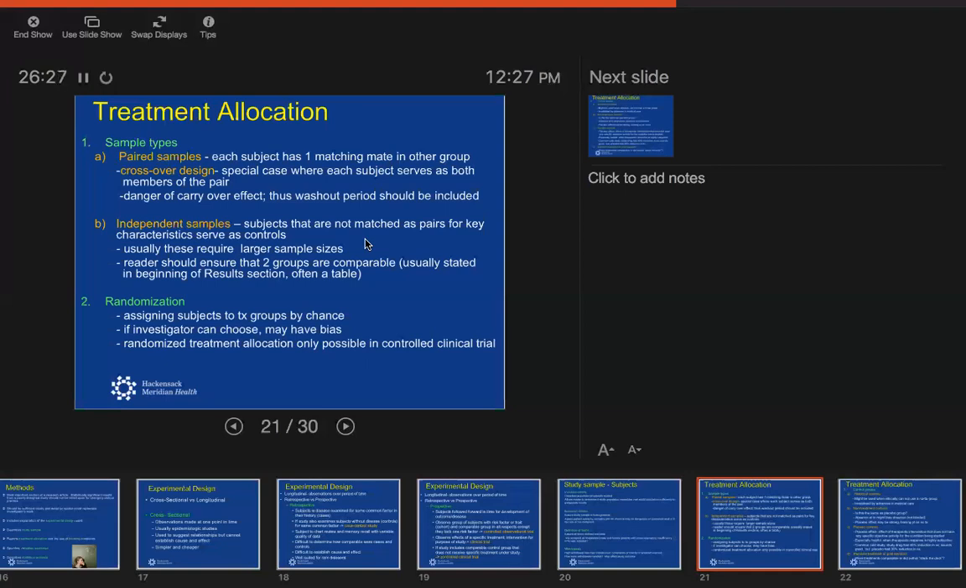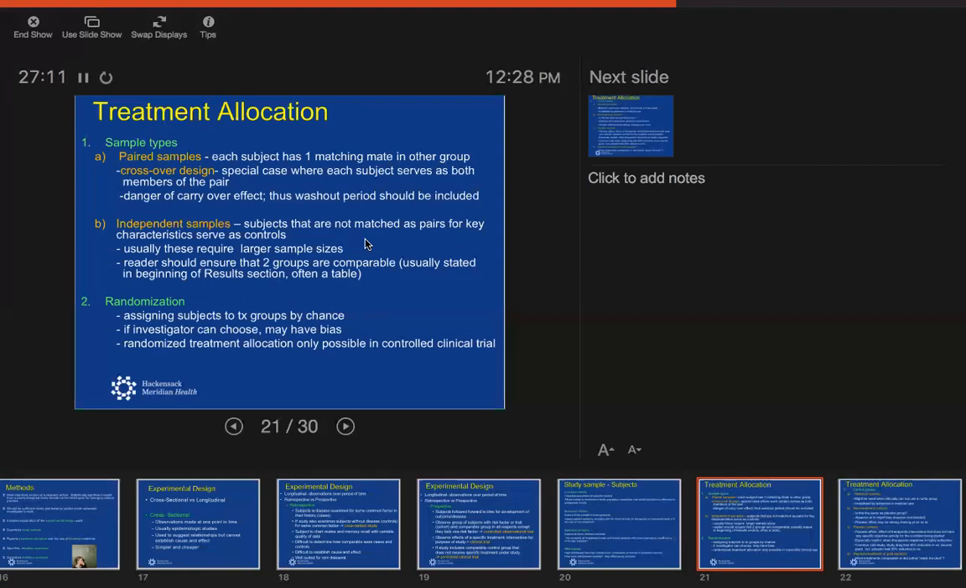Most studies are conducted with independent samples where the subjects are not matched as pairs, but you have large groups of patients who are supposedly similar to each other. And the larger the population in each group, the more the likelihood that they're going to be similar as opposed to dissimilar. And usually at the beginning of the results section, there's a table that shows baseline characteristics, and the important characteristics are compared for the two different groups. And you can tell if, based on that, the two groups were comparable. So you'd want to look at whatever the key parameters are for the study that you're reading about to make sure that the groups were evenly matched at the beginning.